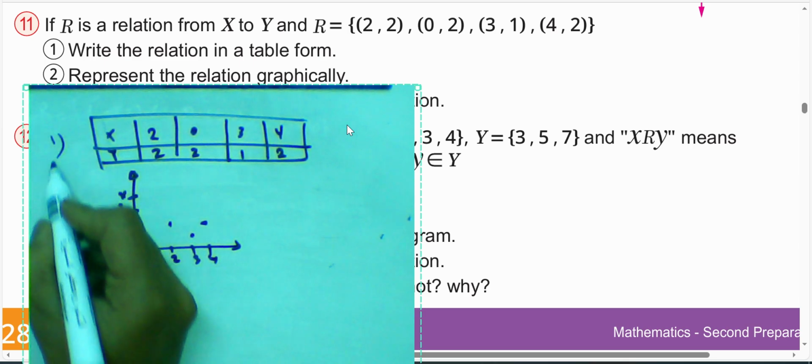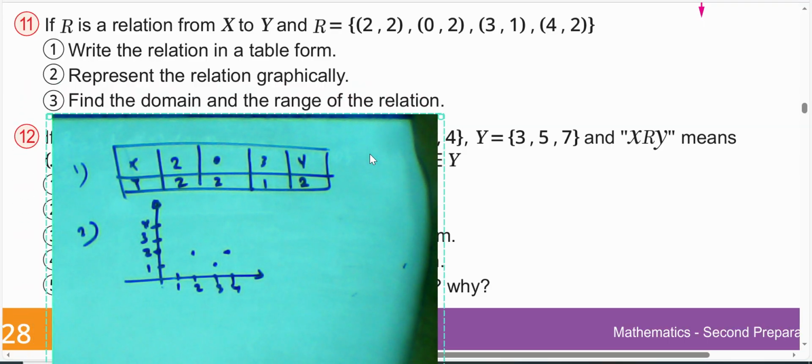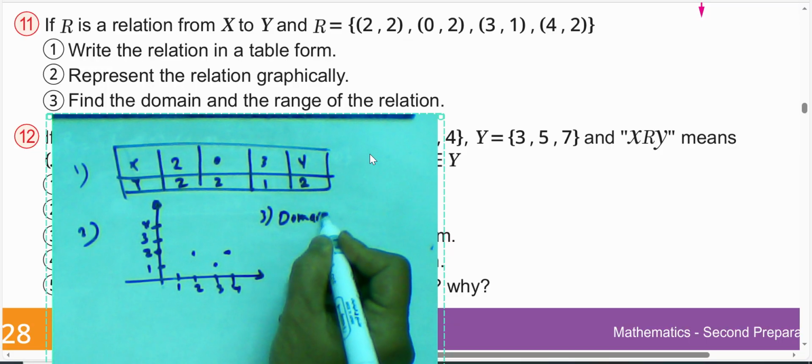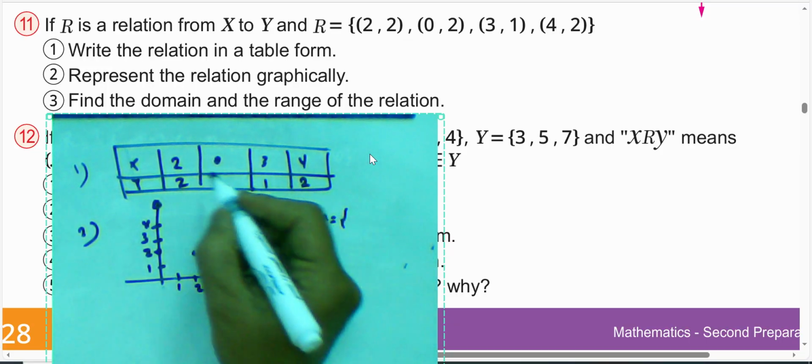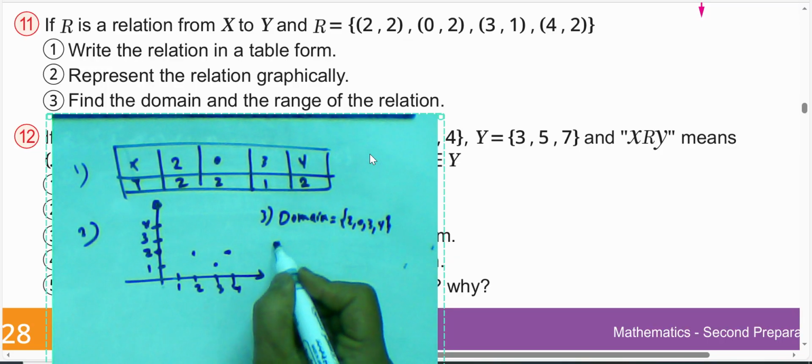This is number 1 and this is number 2. Number 3, find the domain and the range of the relation. We can find the domain, the first projection. We have 2, 0, 3, and 4.